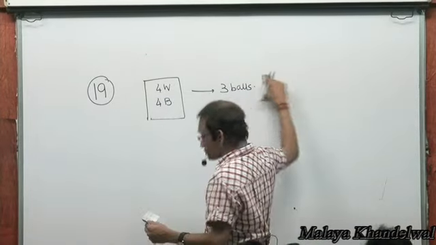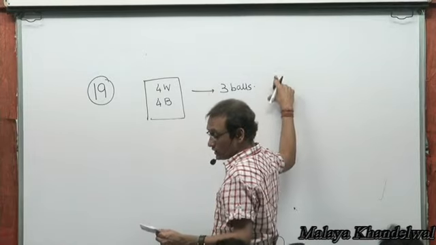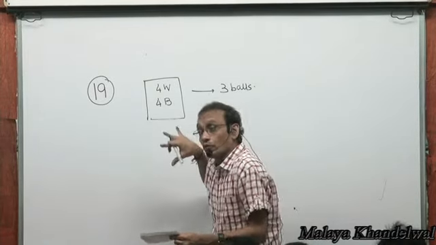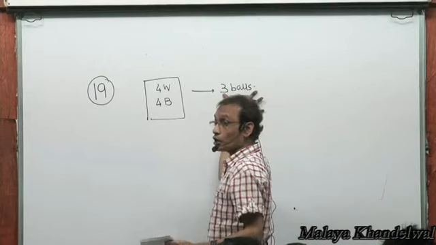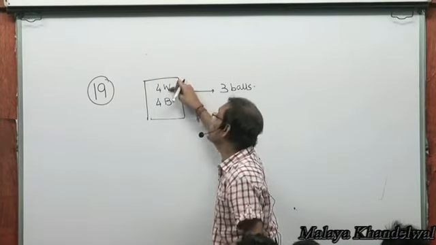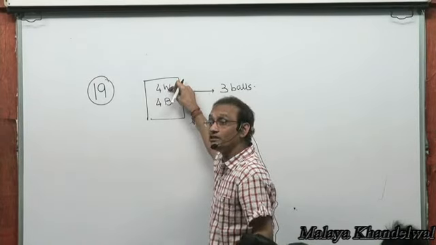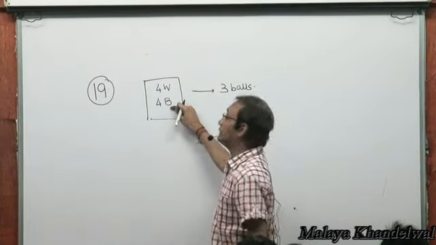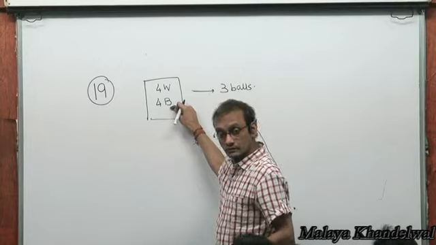Now if 3 balls are drawn, what is the probability that there is no black ball? Of the 3 balls that are drawn, what's the probability that there is going to be no black ball, given that these are indistinguishable 4 white balls and indistinguishable 4 black balls, right?